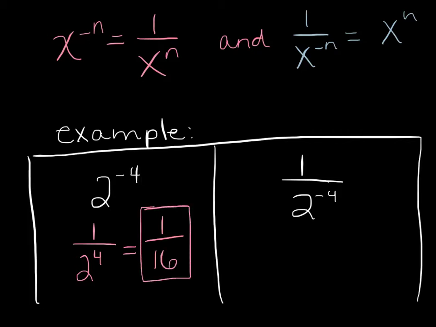In this next example, I'm starting out with 1 on the top, 1 over 2 to the negative 4. So the 2 to the negative 4 is going to have to move up to the top because it's already in the bottom, so you can't put it down further on the bottom. It moves up to the top, and it becomes 2 to the positive 4 over 1, which is just 2 to the 4th, or 16. You can make it like this if you want, but it really just means 16 over 1, which is 16.